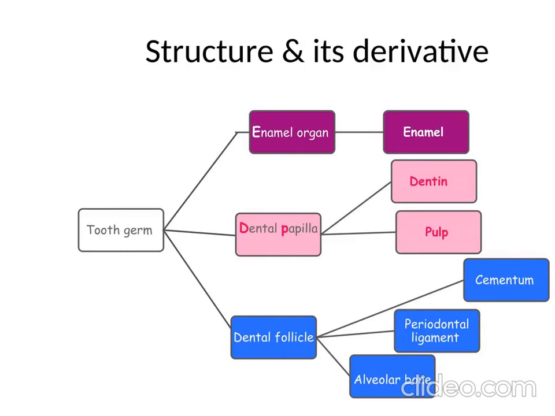So I would like to give a summary. Tooth germ includes three main apparatus: the enamel organ, the dental papilla, and the dental follicle. The enamel organ and its components give rise to enamel. Dental papilla and its components give rise to dentin and pulp. The dental follicle is responsible for formation of the supporting structures, namely cementum, periodontal ligament, and alveolar bone. So that's the components of the tooth germ. Together it is called the odontogenic apparatus. So with that, we would like to conclude this class. Thank you very much.